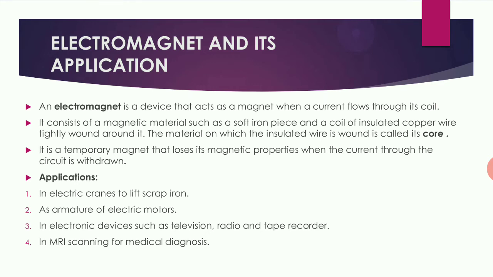It consists of a magnetic material such as soft iron and a coil of insulated copper wire tightly wound around it. The material on which the insulated wire is wound is called the core. So what we do is take a soft iron piece and a coil made up of copper wire, which is tightly wound around the iron.